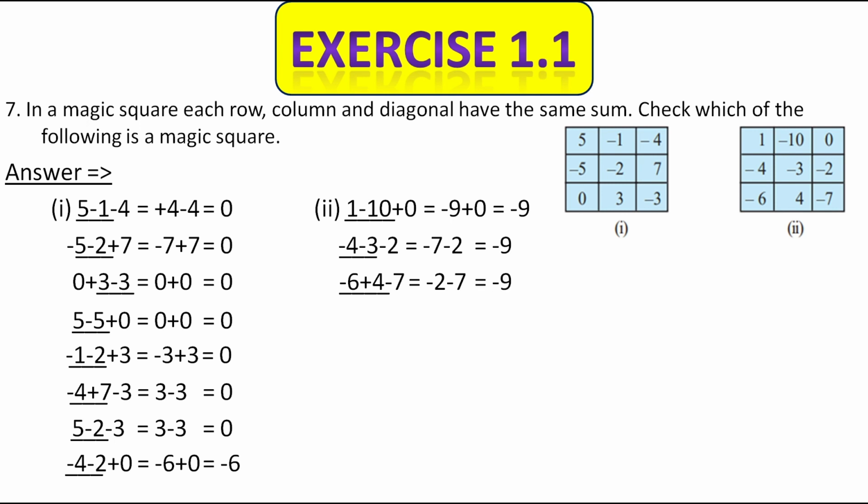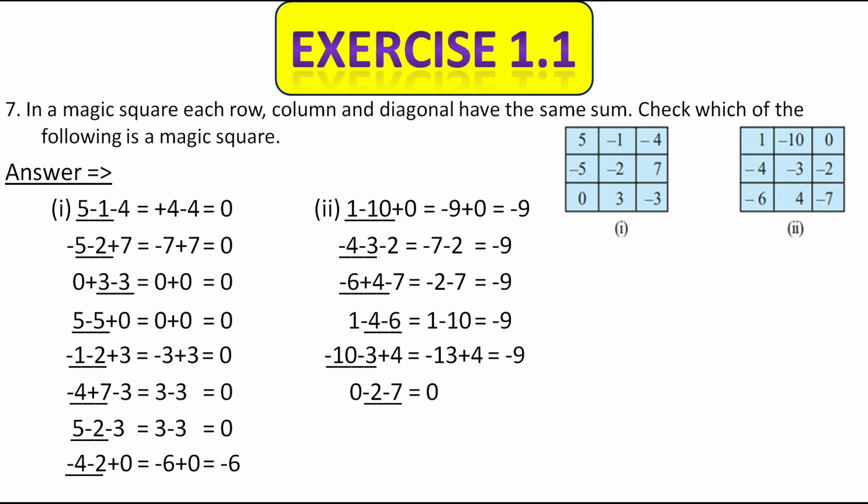Now we will check columns. 1 -4 -6. 1 -4 -6 will give you the answer as 1 minus 10, which is equal to -9 again. Okay. Now the next column, that is -10 -3 plus 4. Now -10 -3 is equal to -13 plus 4 is equal to -9 again. Now the next column, that is 0 -2 -7. 0 we will keep as it is and -2 -7 is equal to -9. So here again we got the answer as -9.